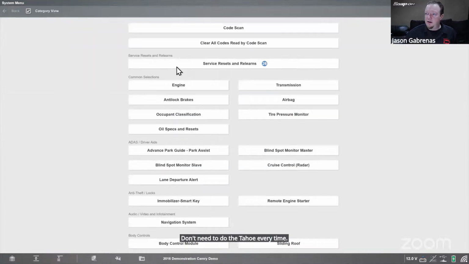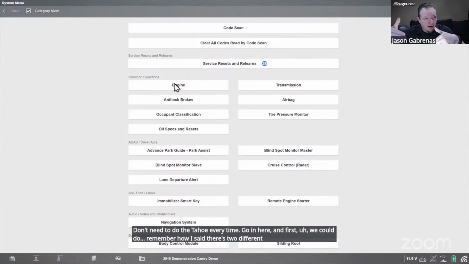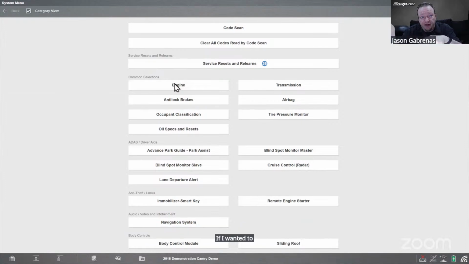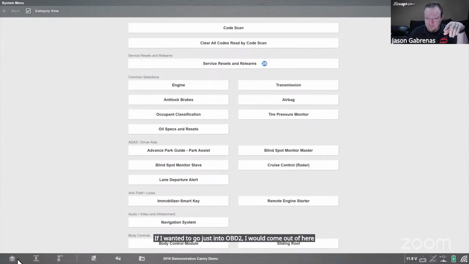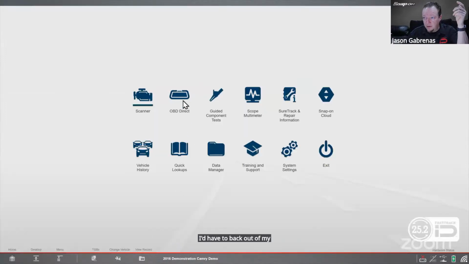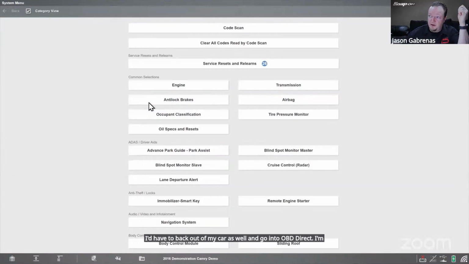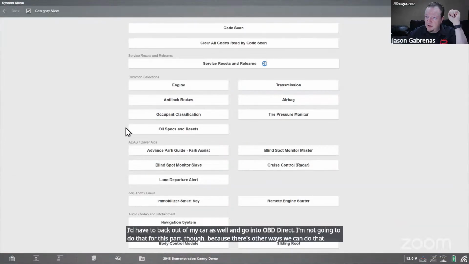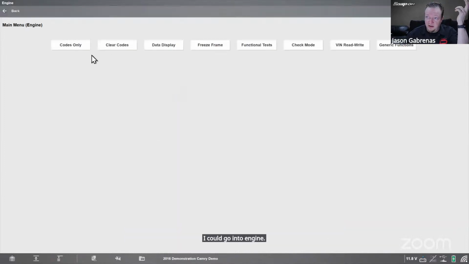Go in here, and first we could do, remember how I said there's 2 different sides of the computer, right? I'm in my vehicle specific side right now, manufacturer specific side. If I wanted to go just into OBD2, I would come out of here. I'd have to back out of my car as well and go into OBD direct. I'm not going to do that for this part though, because there's other ways we can do that. I could go into engine. Goes into the ECM, your codes and data and all that other stuff.